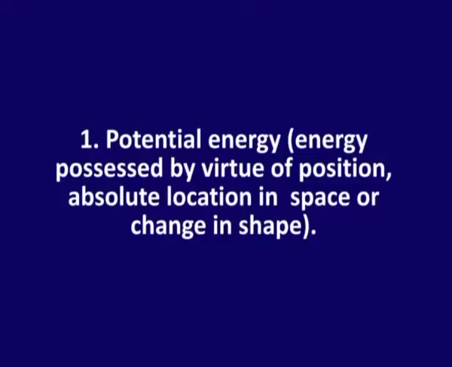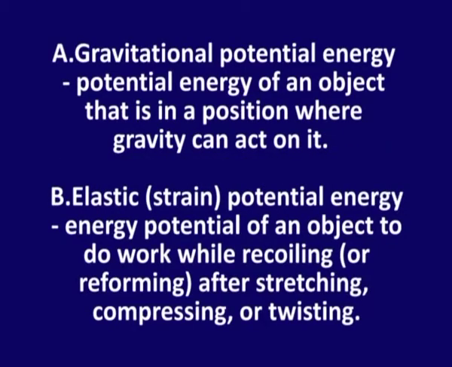Movement, mechanical energy, has two types. Potential energy is the energy possessed by virtue of position, absolute location in space, or change in shape. Gravitational potential energy is potential energy of an object that is in a position where gravity can act on it. Elastic strain potential energy is the energy potential of an object to do work while recoiling or reforming after stretching, compressing or twisting.